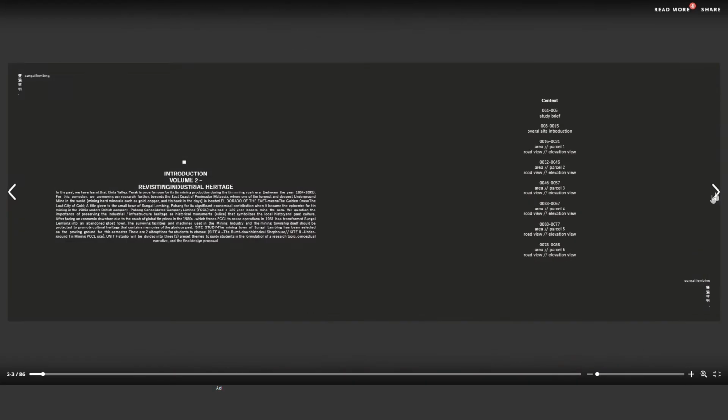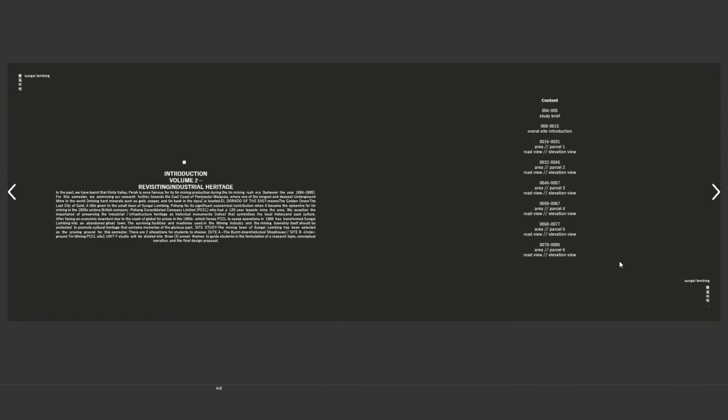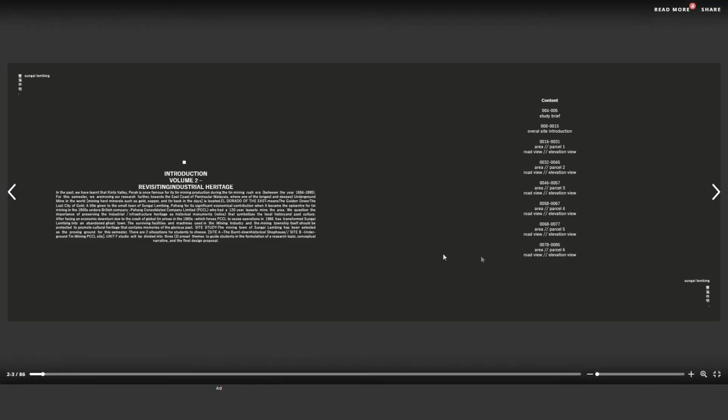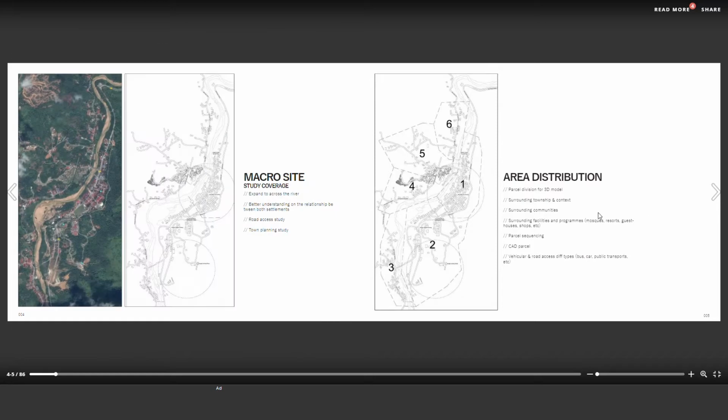We will start our presentation with our Task 1 report, which is the site drawings. The aim of this report is to help us understand the site. Instead of going back and forth with Google Maps or doing continuous research, we crafted this whole journey of a walkthrough to the site, with additional drawings that back up our understanding of the community around the site. We did a microsite, with the study coverage expanding across the river, a better understanding of the relation between both settlements, road access study and town planning.